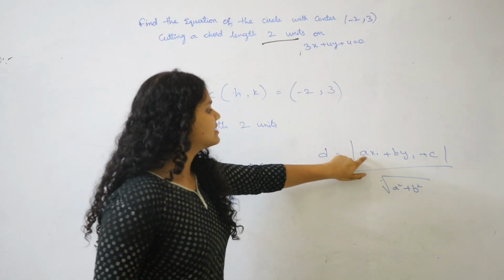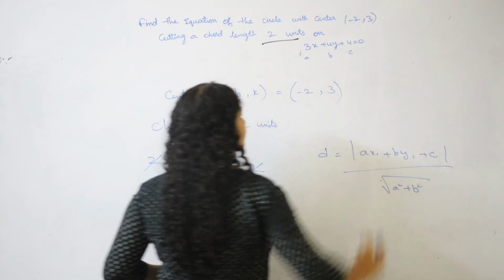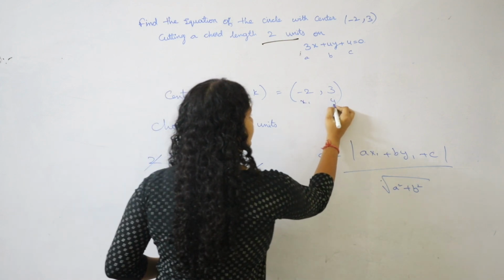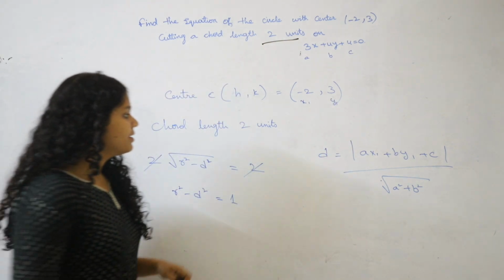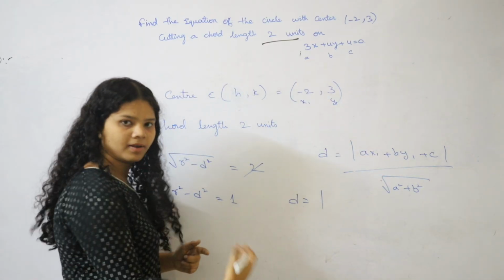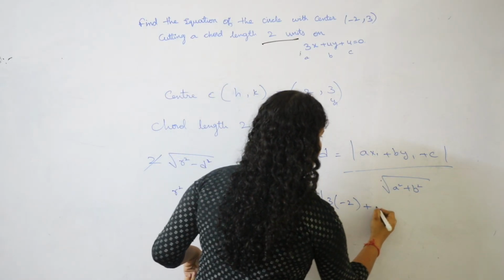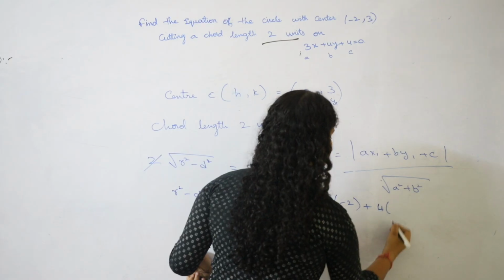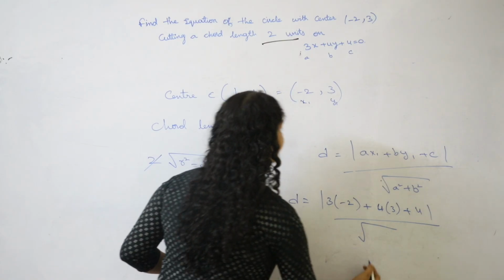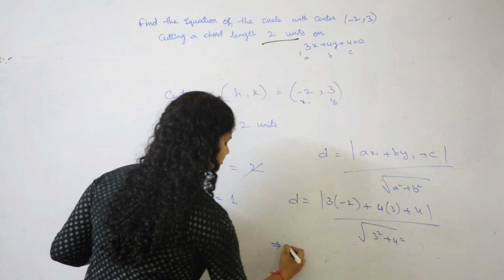Now let's consider a, b, c. From this equation, let a be 3, b be 4, c be 4. And let's consider -2 as x1 and 3 as y1. Clear? Now d, the distance, is nothing but, substituting these values in the formula: a means 3, so 3 into x1 means -2, plus 4 into y1 means 3, plus 4, whole divided by root of 3 square plus 4 square.